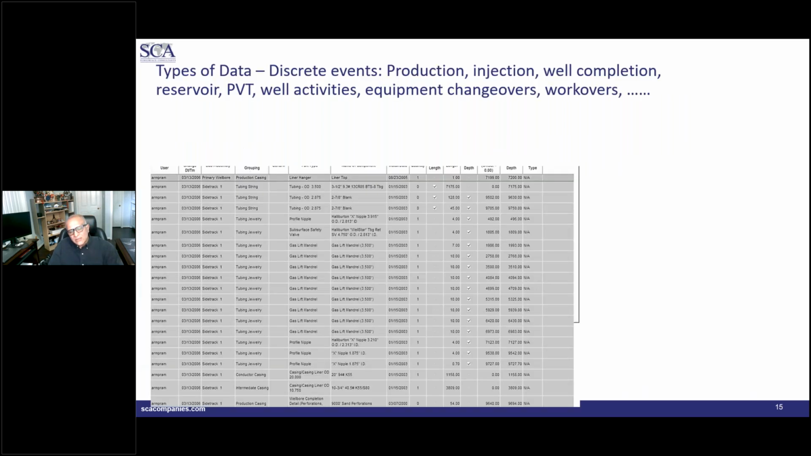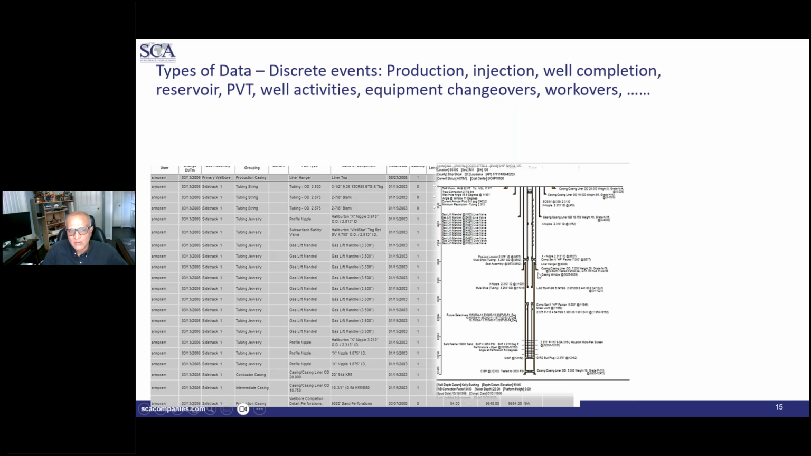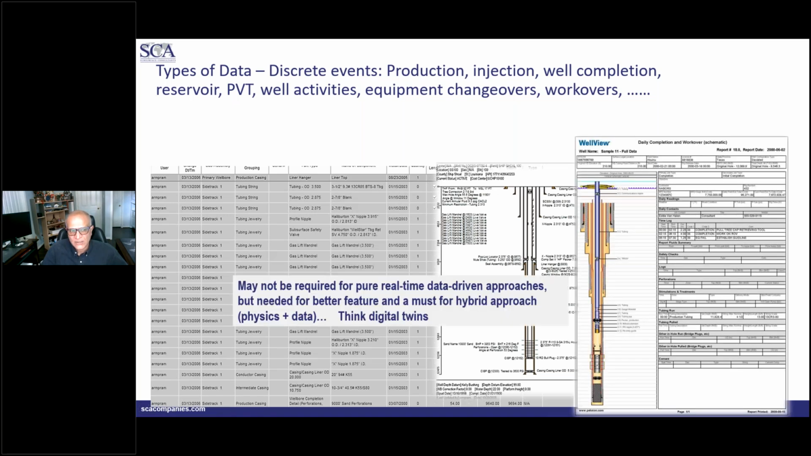Okay. Now, other than real-time data, we also have to have some discretized data, like production measurements, injection measurements, completion data, what type of jewelry we have, reservoir data, pressure, temperature, reservoir productivity index, PVT data, and what type of well activities have been performed, whether the well was worked over or somebody changed the injection rate, when, and if the ESP was changed, when it was changed, and to what it was changed. So all of this information is equally important for performing some of this analysis.